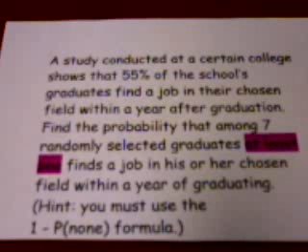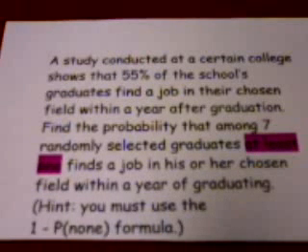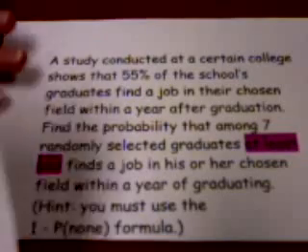Well, first of all, it says a study conducted at a certain college shows that 55% of the school's graduates find a job in their chosen field within a year after graduation. And again, the question reads, find the probability that among 7 randomly selected graduates, at least one, which you can't really see there in pink, finds a job in his or her chosen field within a year of graduating. It says, hint, you must use the 1 minus the probability of none formula. So I'm going to show you how to use that today.